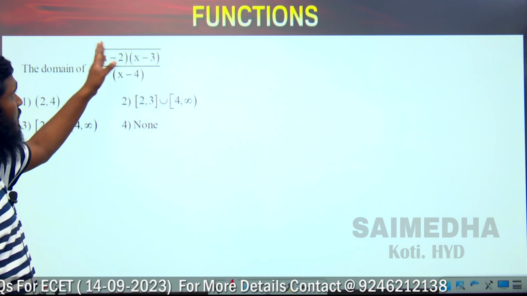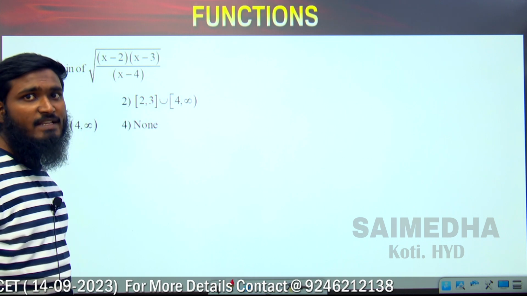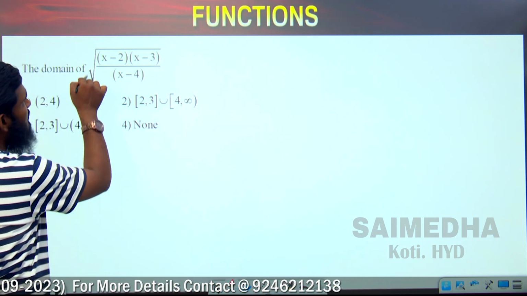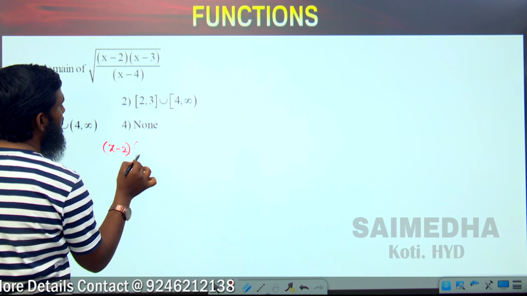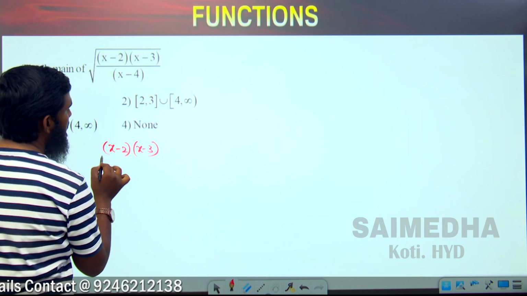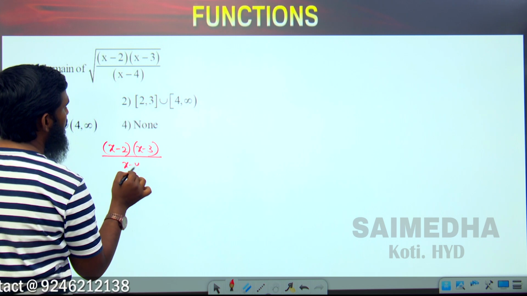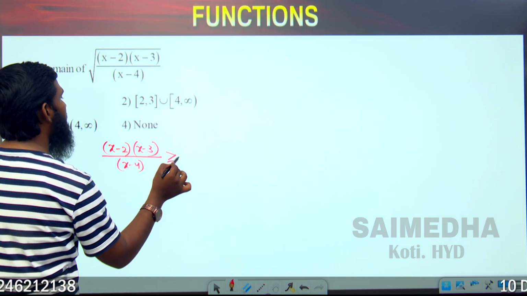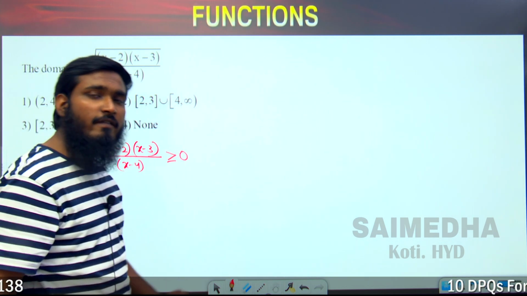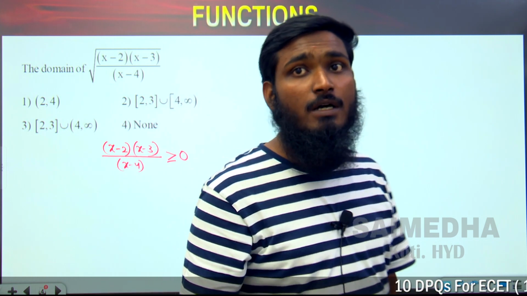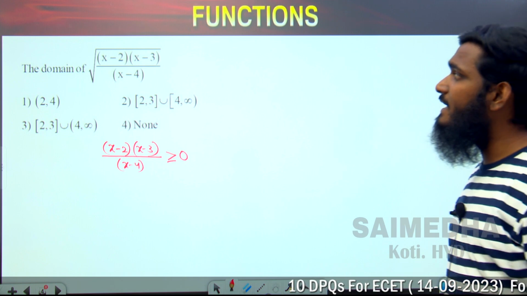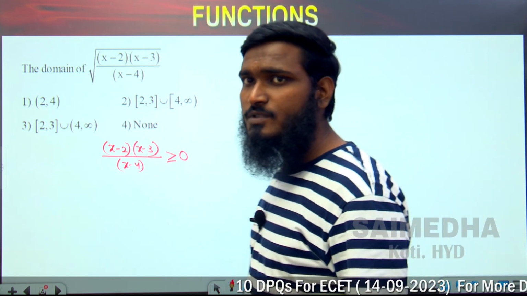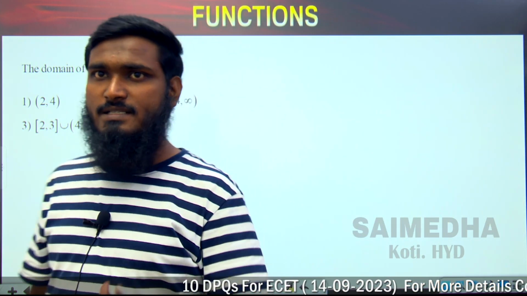The domain of under root (x minus 2) into (x minus 3) by (x minus 4). Just now I told you, when we are having the under root concept, what do we take? We take x minus 2 into x minus 3 divided by x minus 4, this complete part, as greater than or equal to 0. Whenever we have an under root, we take greater than or equal to 0. For this concept also we have one shortcut. Let us use it.